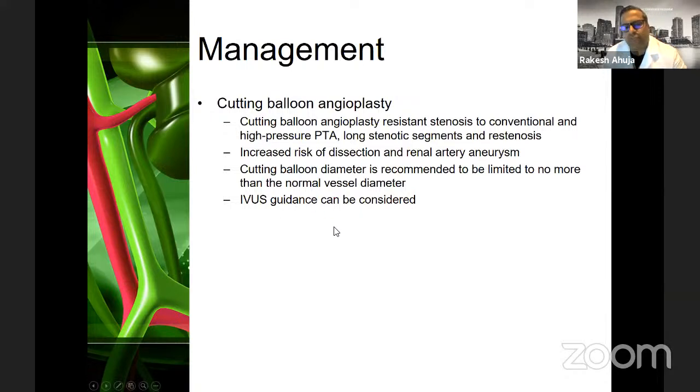The risk of dissection and renal artery aneurysm is very high, especially when you're using the cutting balloon. The one thing to understand is you cannot use a diameter which is more than the normal size of the vessel, no matter what it looks like. One has to be aware of the normal size of the vessel. And IVUS can be used as guidance, which could be pretty helpful.